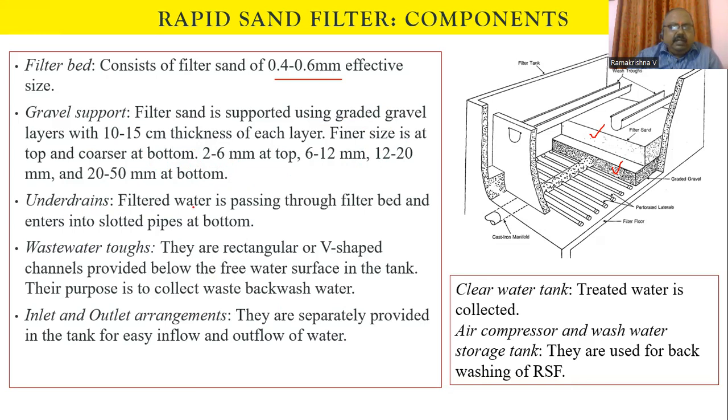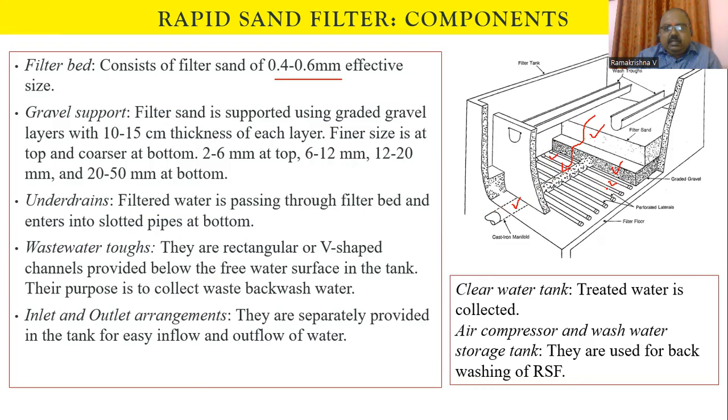Under drains is nothing but the filtered water passing through the filter bed and entering into the slotted pipes at the bottom. So this filtered water passes through the sand and enters here. And these are the pipes. These pipes are called laterals. They are spread out across the width of the entire filter bed. And this is called the main pipe or manifold pipe, connected through the entire length of this filter.